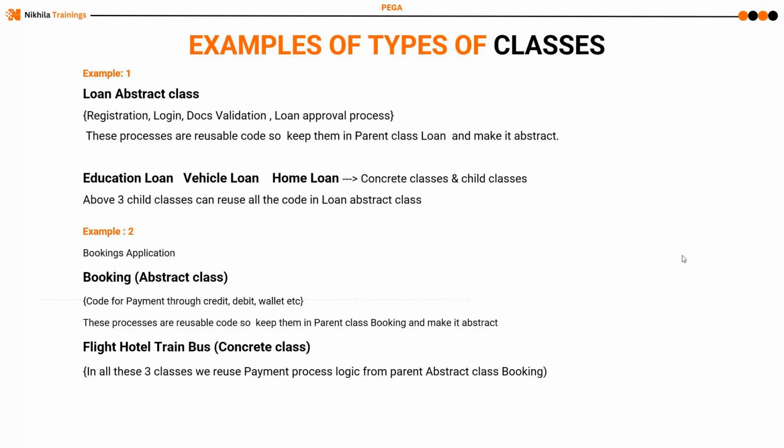Examples. Loan can be abstract; education, vehicle, and housing loan can be concrete. Put the reusable content in the loan class and reuse it. Booking can be abstract; flight, hotel, train, and bus booking can be concrete. Put the reusable content in booking and reuse it.